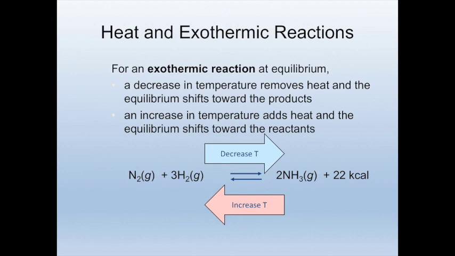So in the case of nitrogen plus hydrogen, if you decrease temperature, then more ammonia will form and also heat will be evolved. If you increase the temperature, the reaction will run in reverse. So in order to make this reaction happen, you have to dissipate this heat somehow, or the temperature will continue to rise and cause the reaction to go in reverse.